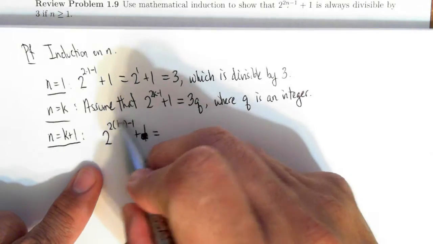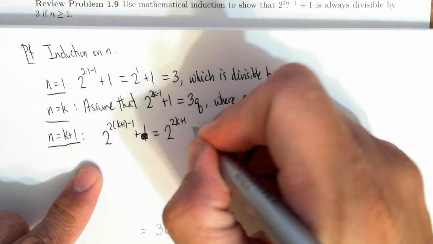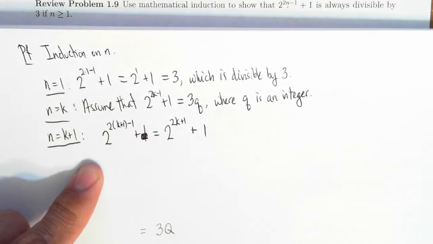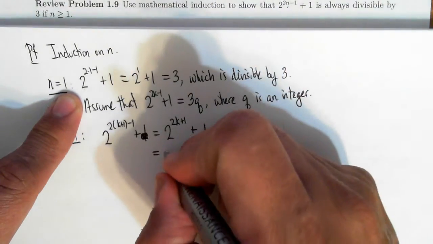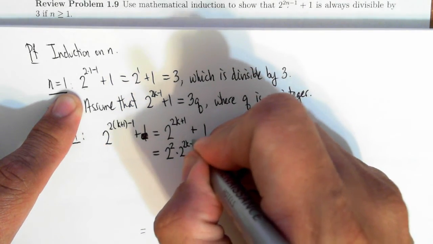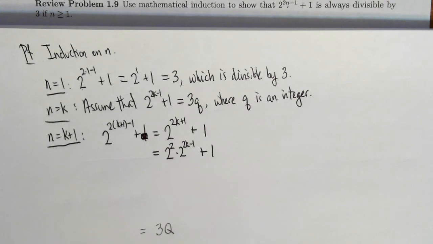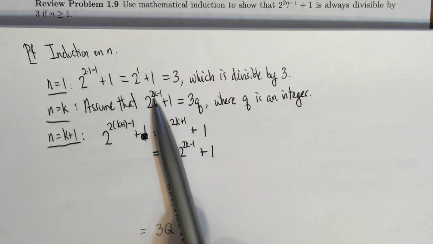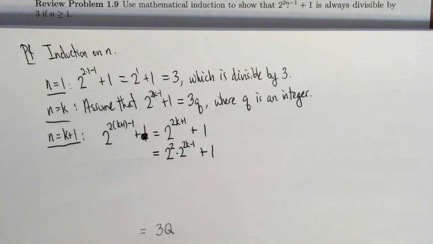So if I expand this out, I get 2 to the 2k plus 1, plus 1. And so this will be equal to 2 squared times 2 to the 2k minus 1, plus 1. What I deliberately did was force a 2 to the 2k minus 1 here because my inductive hypothesis has a 2 to the 2k minus 1 here.